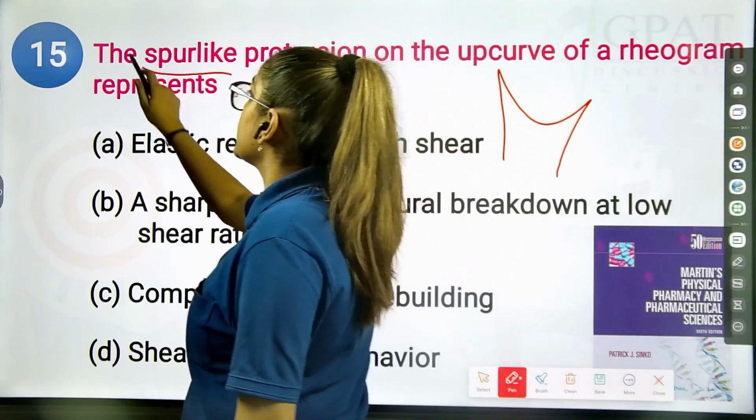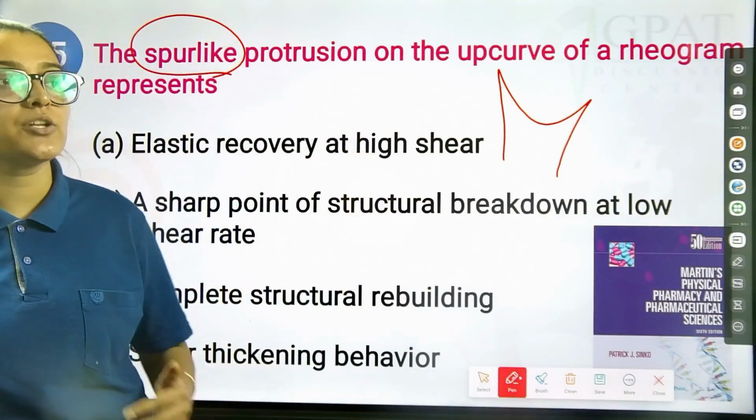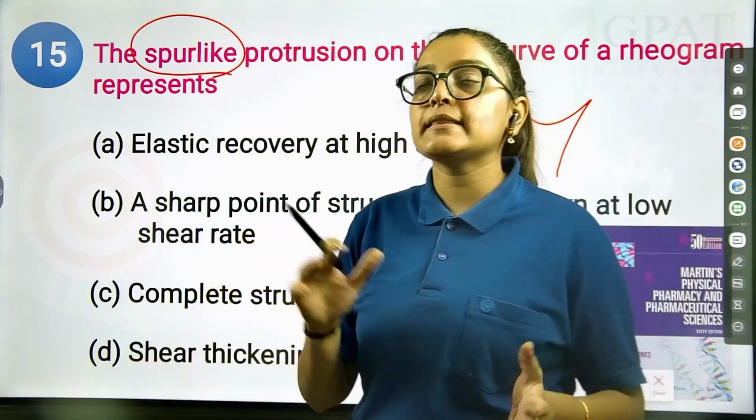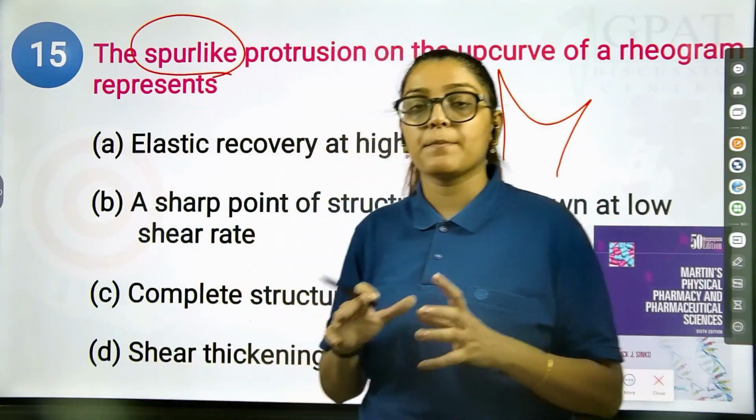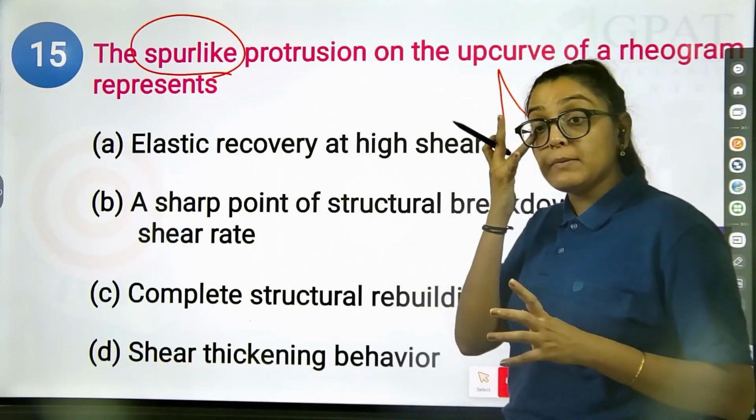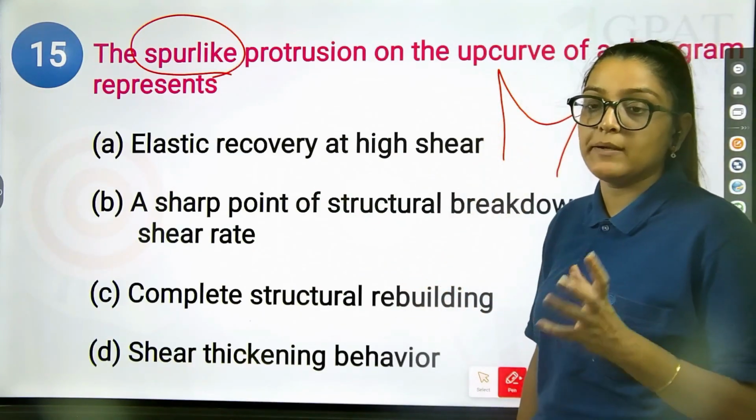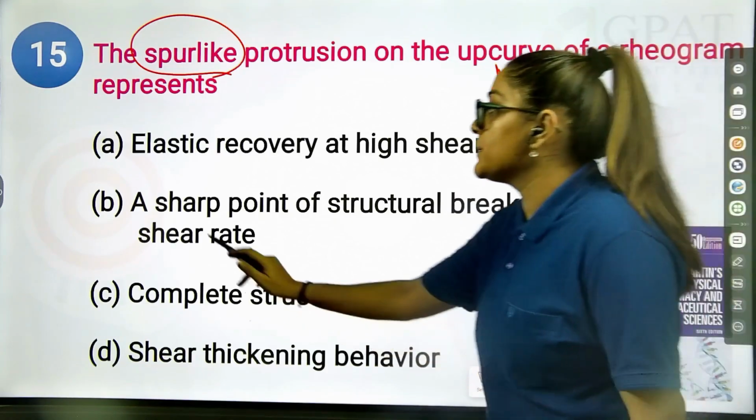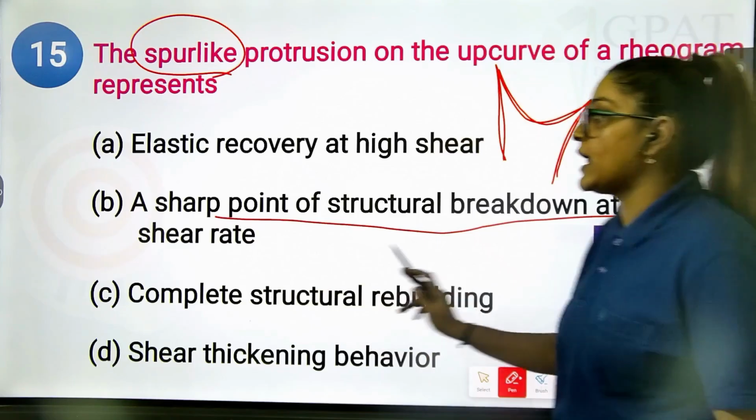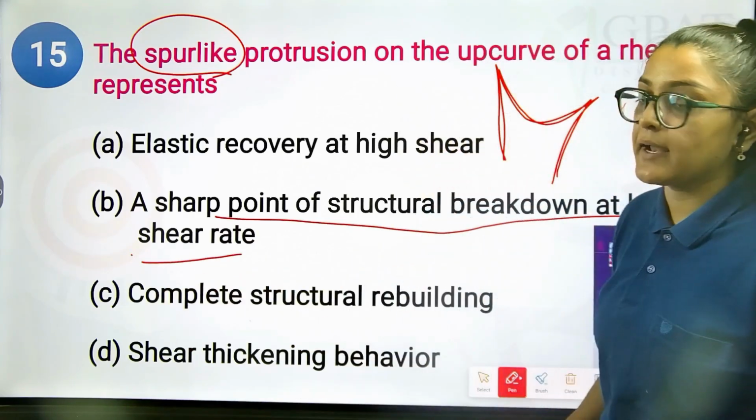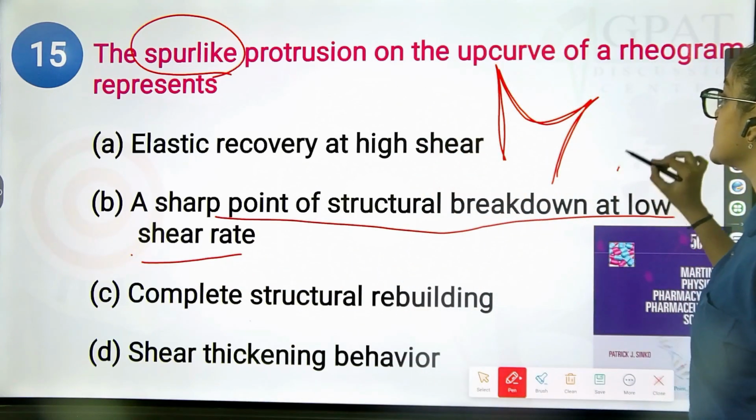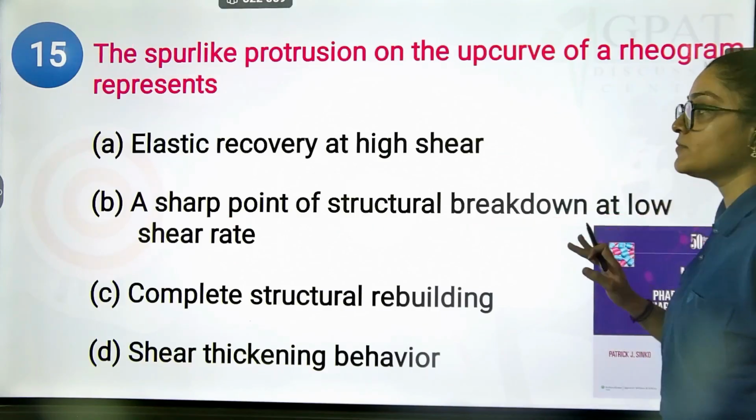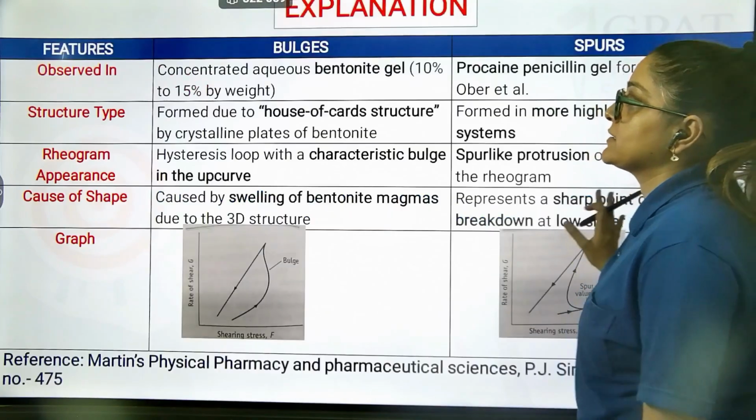We already know that hysteresis loop is forming. That means there is a continuous structural breakdown that is happening. Rebuilding of structure is also trying to happen. So, in that case, the rate of shear and the shear stress are playing a great role, right? So, continuous rebuilding of structure here is happening. Breakdown, rebuilding, there is a point in this hysteresis loop. You can spot that there will be a sharp point where the structural breakdown will happen at a low shear rate, right? So again and again here in the hysteresis loop, be it bulge, be it spur, it is actually shown. Okay, so option B will be correct, right?